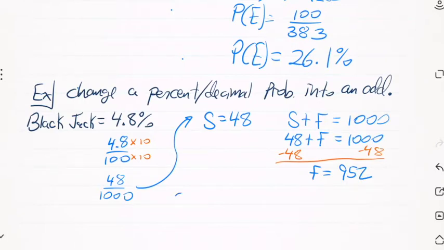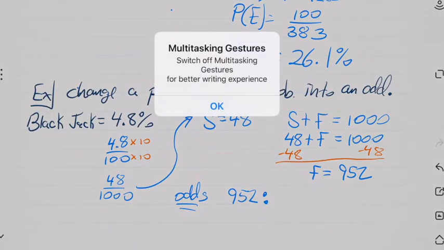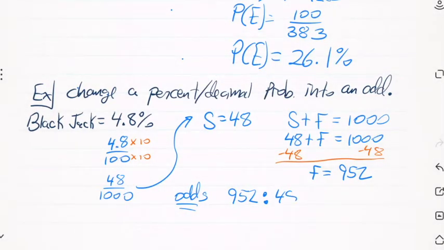So if I was going to write the odds for getting a blackjack in a casino with one standard deck of cards, the odds would be failures, 952, compared to successes, which were only 48. And that would be the odds of getting blackjack.